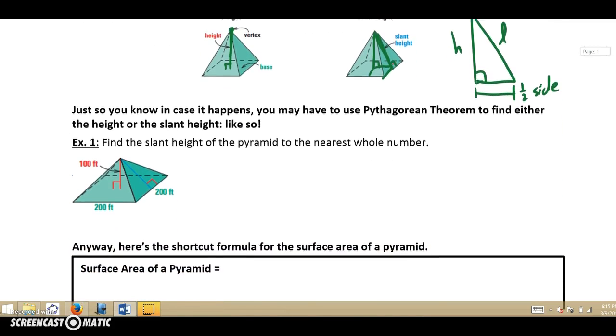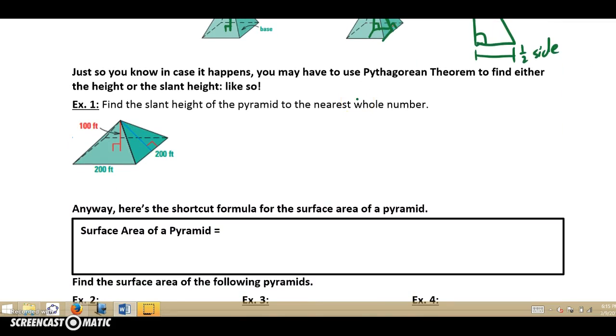I'm going to do a quick example here where I have Pythagorean Theorem. So it says find the slant height of the pyramid to the nearest whole number. So as you can see, I could draw there, and I know that's the same as this. This is all the same. So that means this is 100. It's half of half of 200. Okay. So you actually have a triangle here. The height is 100. I just told you this is 100 because it's half of the length of that edge, and this is the slant height. Slant height is always the hypotenuse.